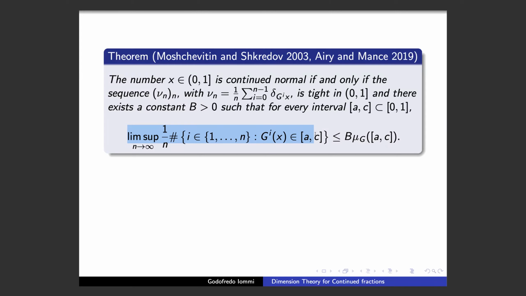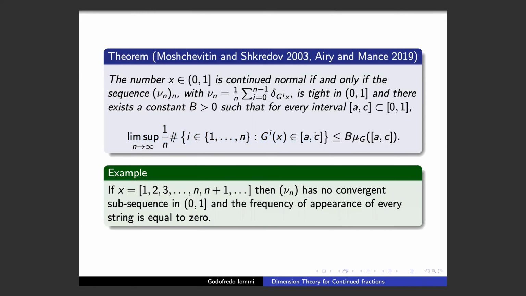There was a small gap in that proof, and that was fixed by Aistleitner and Mans last year. And the gap has to do with the following example. If you pick a number whose continued fraction is just 1, 2, 3, 4, 5, and things that grow, then this sequence of empirical measures has no convergent subsequence in the open interval 0, 1. It actually goes to 0. And the frequency of appearance of every string is equal to 0. This grows and grows and grows.